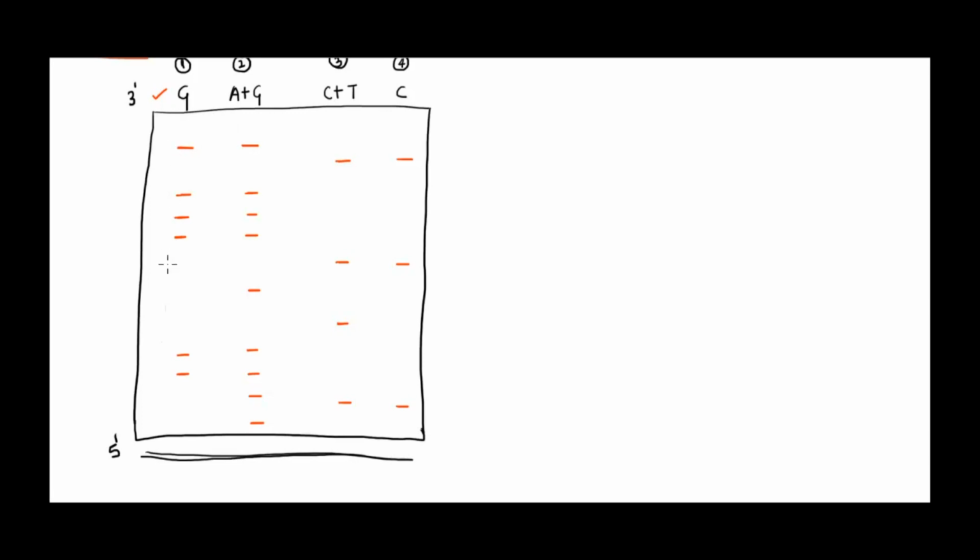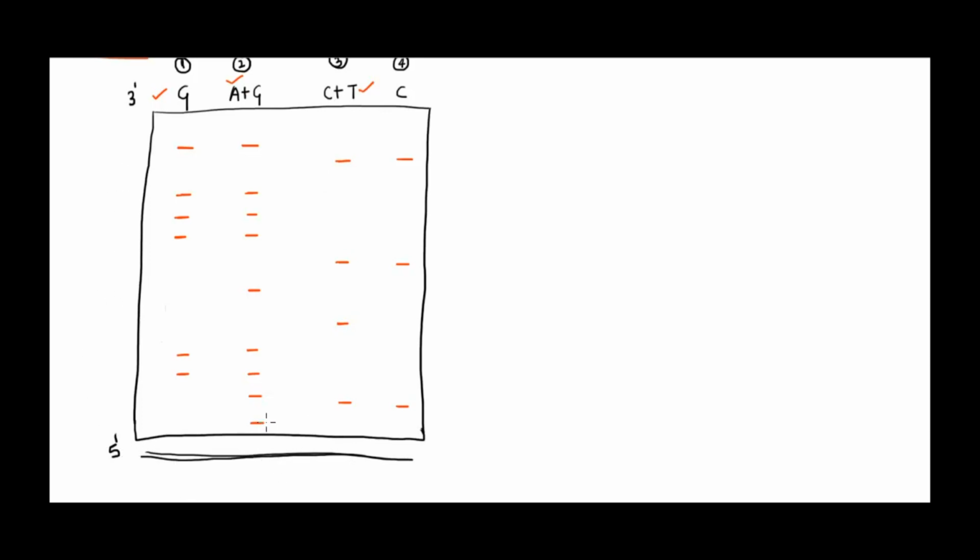If you see a band only in this adenine plus guanine lane and there is no band in this particular lane, that means it has to be of adenine, right? Because if it was guanine, it should have been present over here also. Similarly, if you see a band in both these lanes, that means that is of cytosine, because that's the only common nucleotide. But if you see a band only in this particular lane and there is no band over here, that means it is thymine. Okay, now let's try and read it from bottom to top.